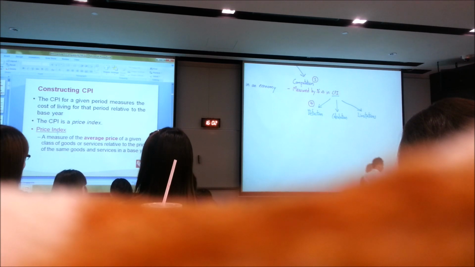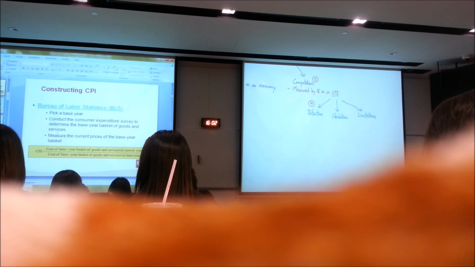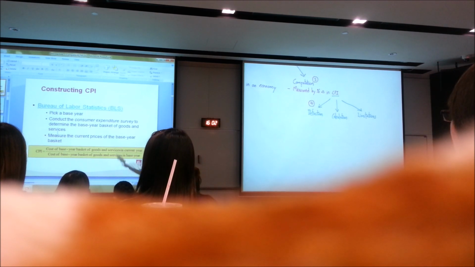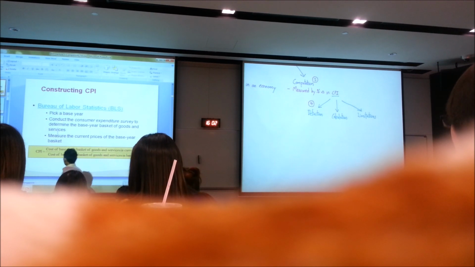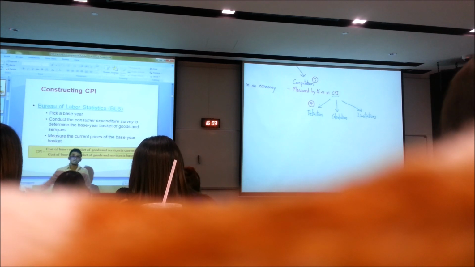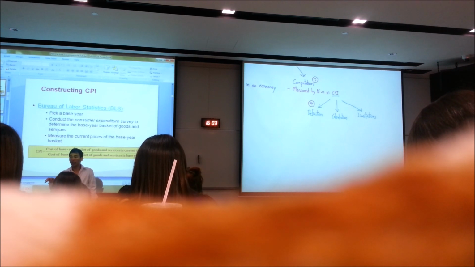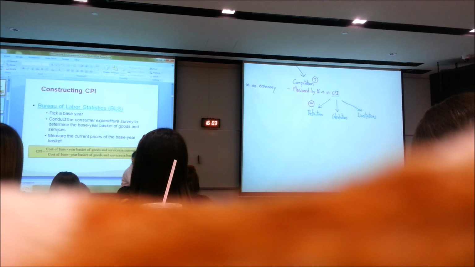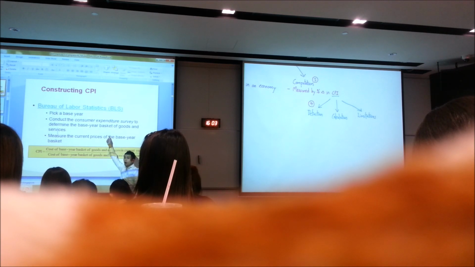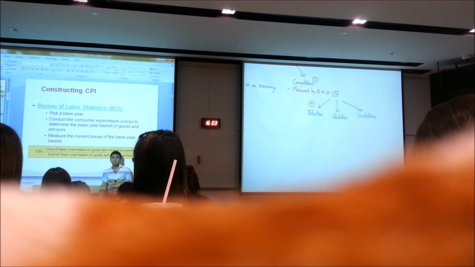As usual. So this is constructing the CPI. Step 1, pick a base year. Step 2, select a standard basket of goods. So conduct the consumer expenditure survey to determine the base year basket of goods. You will conduct some consumer expenditure survey to know what types of goods and services people always consume in the country, to know that these are the common goods and services. Everyone must pay rent. So you know what goods and services will reflect the cost of living. Select a basket of goods and services. You cannot look into all goods and services, too many already. So you'll select. Step 3, measure the cost of the basket of goods in the base year.